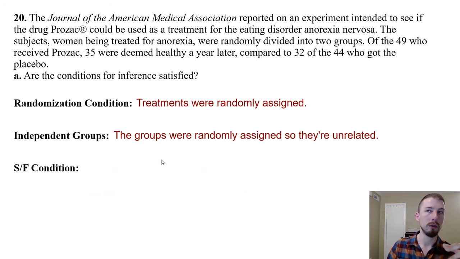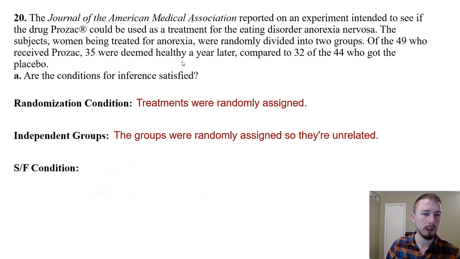We're not letting people choose the group that they want to be in. That would cause some issues, just like we don't let people choose to volunteer for our surveys, voluntary response bias, right? All right, success failure condition. Do we have at least 10 who did and 10 who did not get considered healthy, recovered from the disorder? I don't know how you state that. We did.